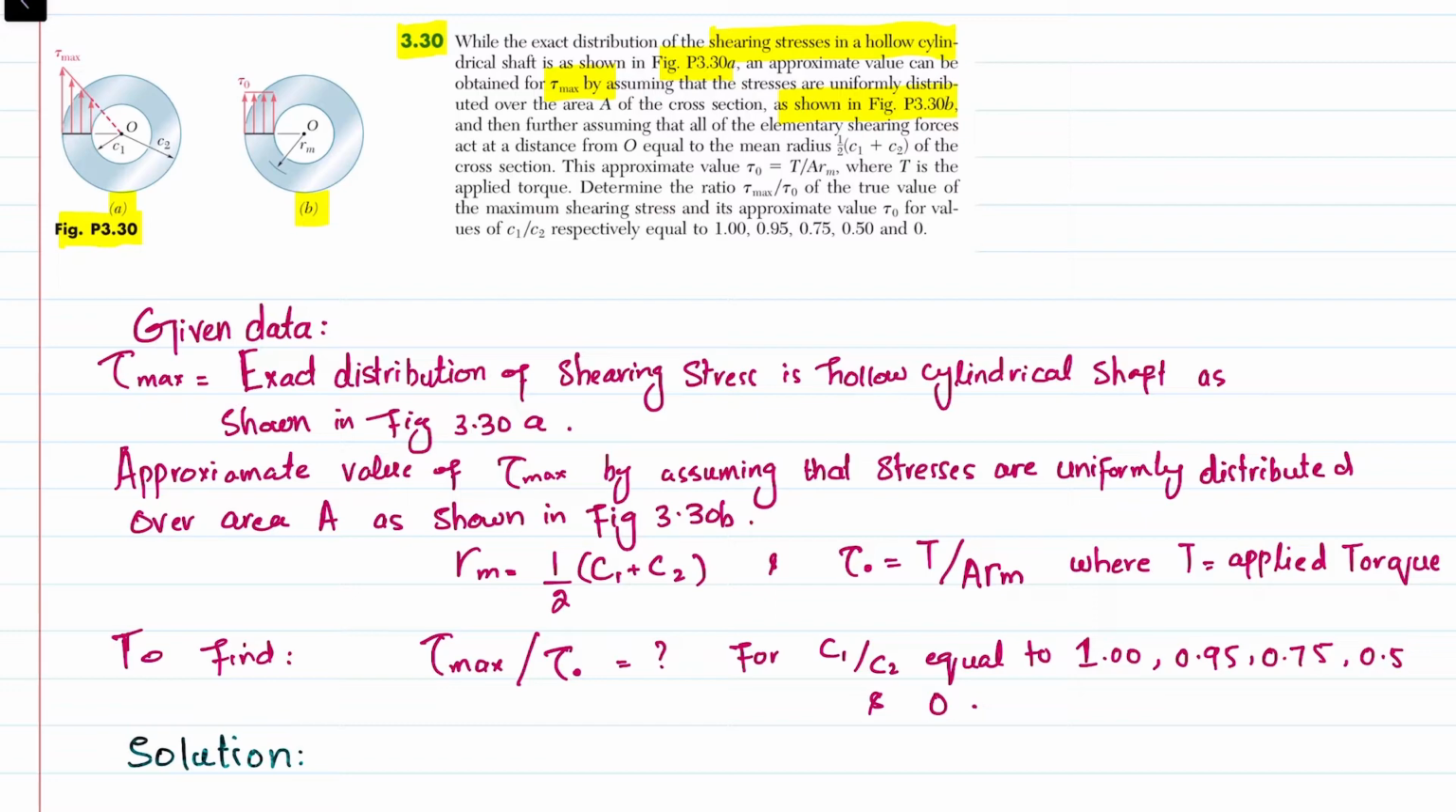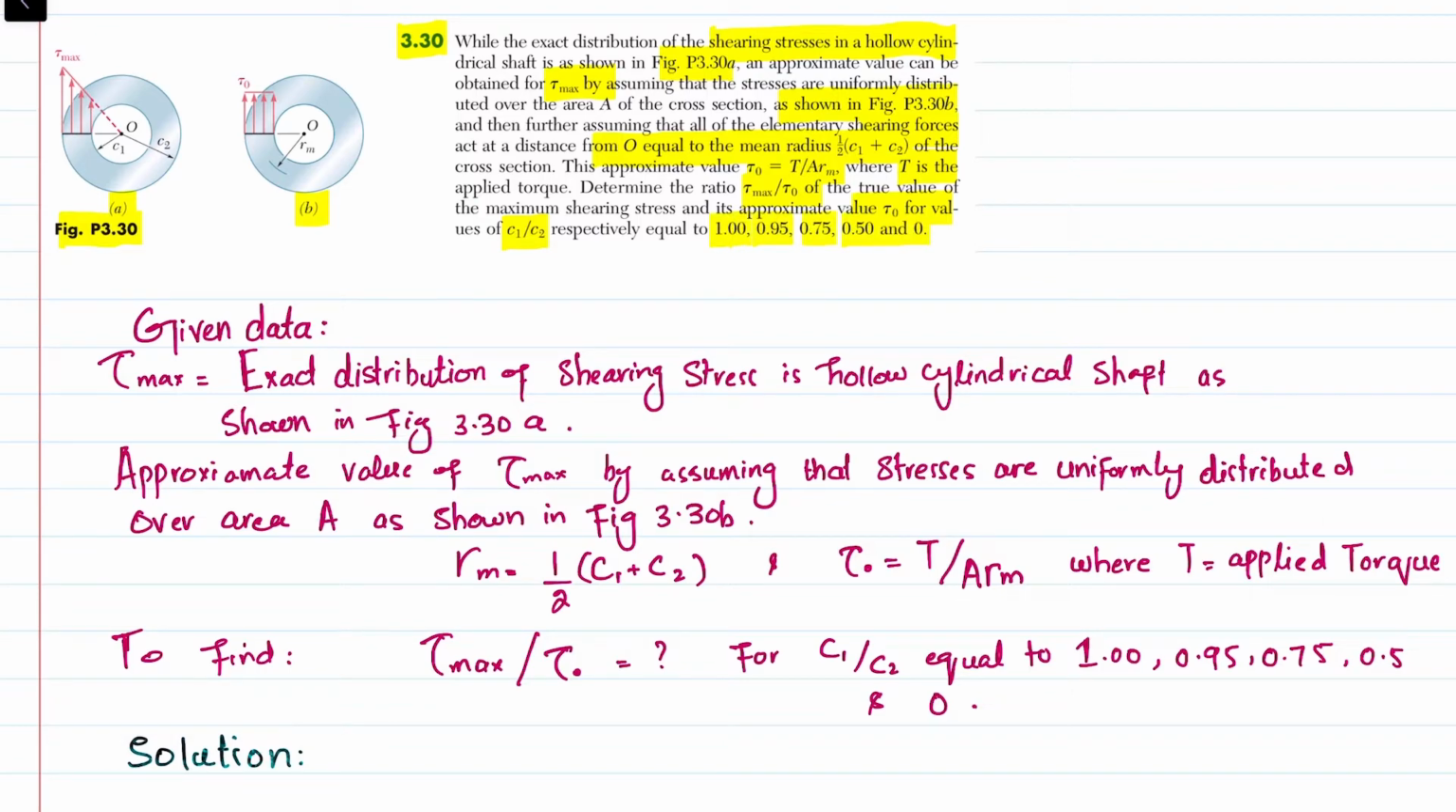And then further assuming that all of the elementary shear forces act at a distance from O equal to the mean radius Rm of the cross section, the approximate value of tau naught is equal to T over A Rm, where T is the actual or applied torque. Determine the ratio tau max over tau naught of the true value, and also find tau max over tau naught for C1 over C2 equal to 0.75.